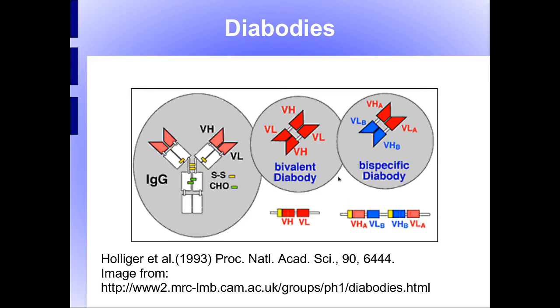So what happens here is that if this linker is too short, we can't achieve the connection within a VH and VL pair, and therefore two of the chains pair up, and this gives us our bivalent antibody. Now if we make that a little bit more complicated and have the VH of antibody A with a short linker to the VL of antibody B, and the VH of antibody B with a short linker to the VL of antibody A, then we can end up with a structure like this, which is not only bivalent but also bispecific. So we have two different binding sites.